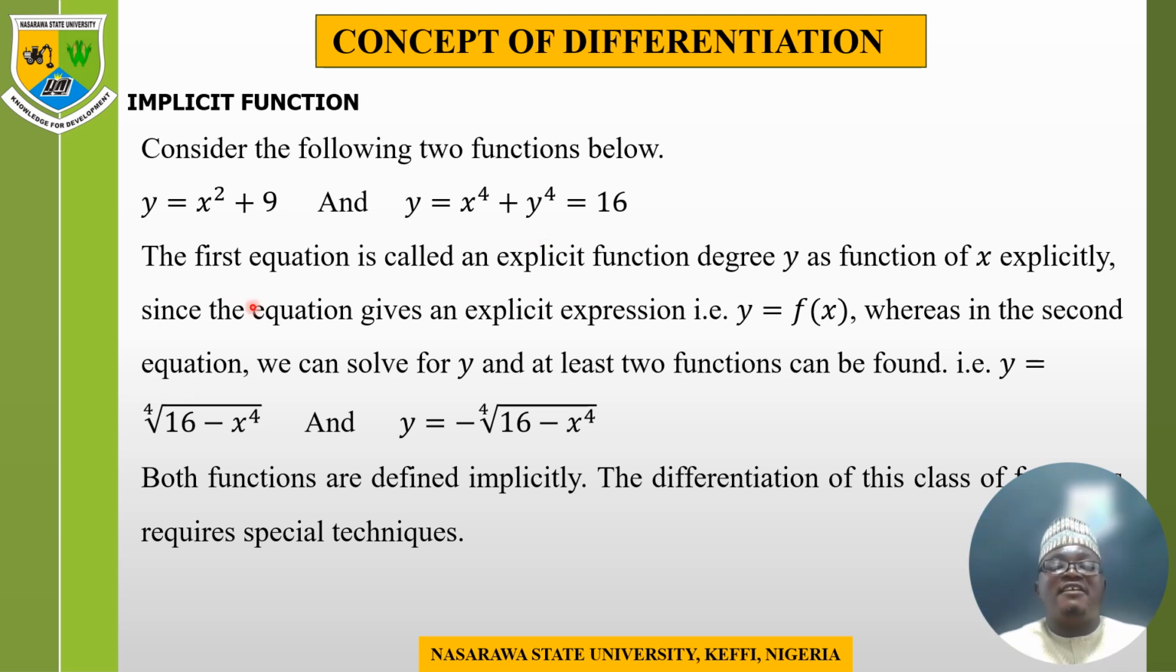Then look at what we are saying. The first equation is called explicit. Can you see it? The degree of y as a function is explicit, since the equation gives an explicit expression, that is f of x, whereas in the second one, we can solve for y and at least two functions can be found, y and x. Look at it. Both the functions are defined implicitly. The differentiation of this class of function requires special techniques.